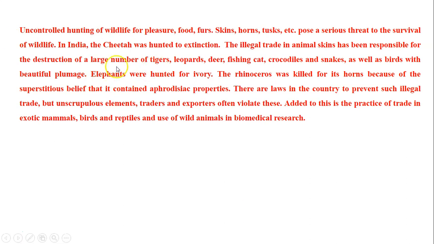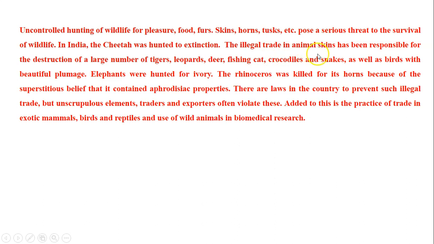Uncontrolled hunting of wildlife for pleasure, food, furs, skins, horns, tusks, etc. poses a serious threat to the survival of wildlife. In India, the cheetah was hunted to extinction. So, in India, now we cannot see a single cheetah due to this issue.